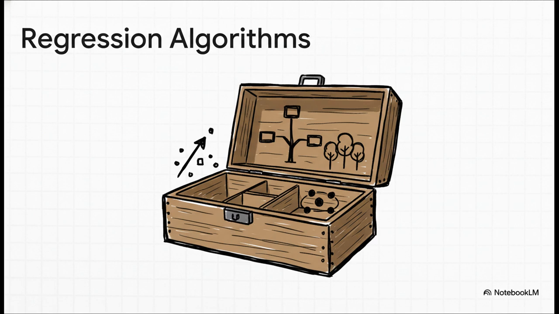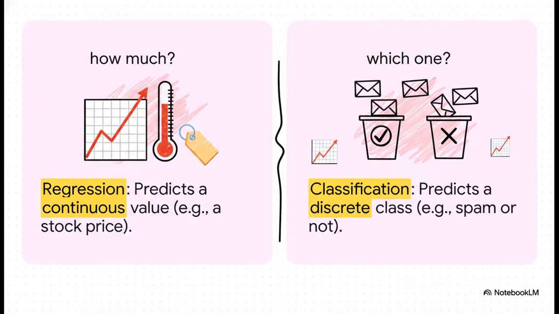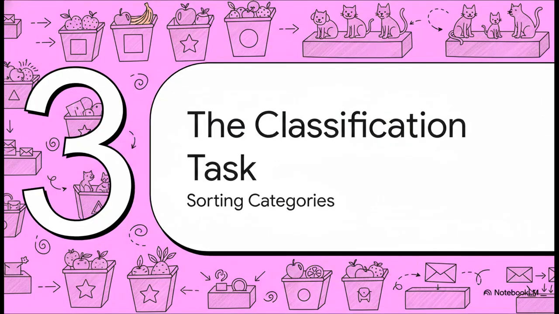The toolbox is full. Now, this is a really important distinction to make inside supervised learning. Because if regression is all about asking how much, its sibling, classification, asks a totally different question. It asks, which one? So let's travel to that other country, the land of classification. We're leaving the world of numbers behind. Here, the entire goal is to sort things into neat, separate buckets or categories.